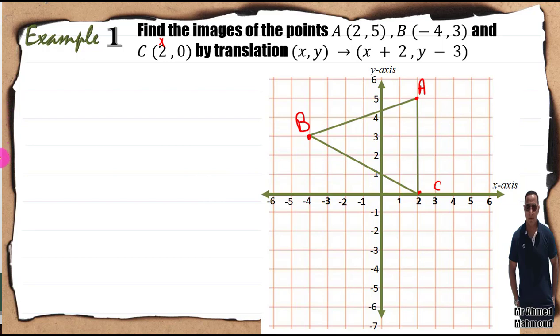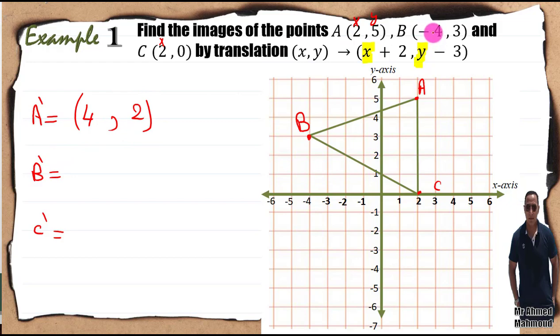Okay, after that I'm going to identify A dash, B dash, C dash. This is the rule of the translation: x plus 2 and y minus 3. Here A equals 2 and 5, this is x and this is y, so I'm going to make 2 plus 2 and 5 minus 3. 2 plus 2 is 4, and 5 minus 3 equals 2.